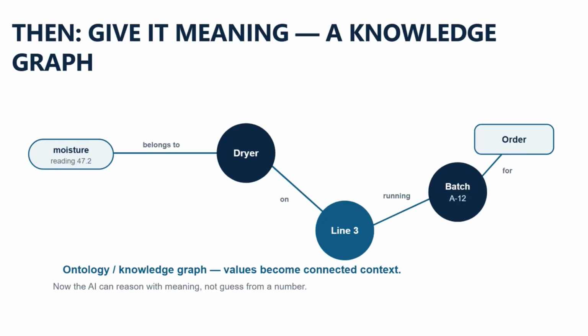Now the second problem, meaning. This is where a knowledge graph comes in. You connect the data following an agreed model of what things are and how they relate. So instead of a loose number, this moisture reading belongs to the dryer. The dryer is on line 3. Line 3 is running batch A12 for that customer's order. Suddenly the number has a story around it. That web of connections is the knowledge graph, and it is what lets the AI reason with context instead of guessing from an isolated value. Access brings the data into one place, meaning turns it into something the AI can actually think with.